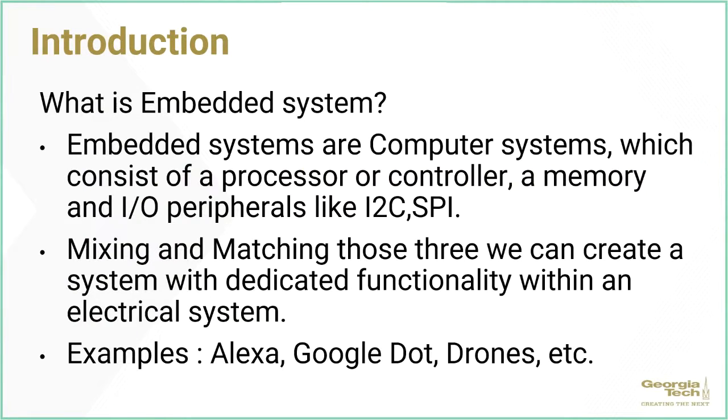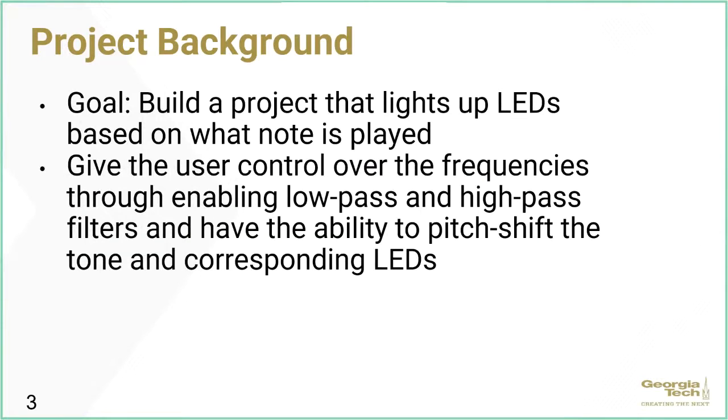We are today gonna explore a very basic project in embedded systems that allows us to understand on a very basic level what embedded systems are. The goal of this project is to create an RGB piano that lights up an LED on the LED strip based on what note is being played on a piano. It also gives the user extra controls like enabling a low pass and high pass filter so that you can create a band pass, so that you can just play at one octave and not worry about if you went over it.